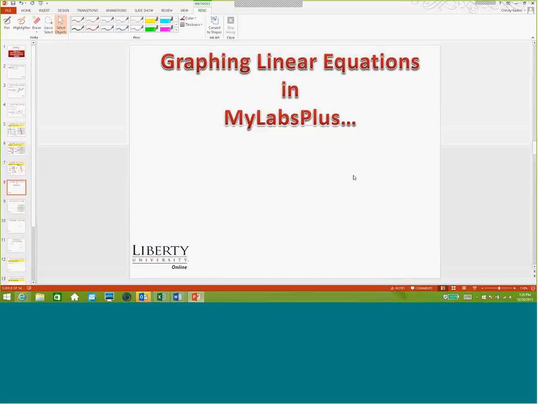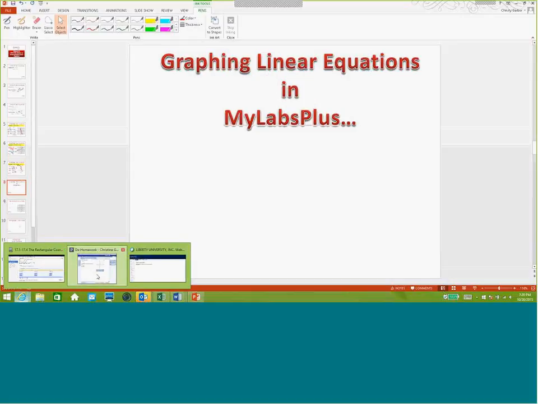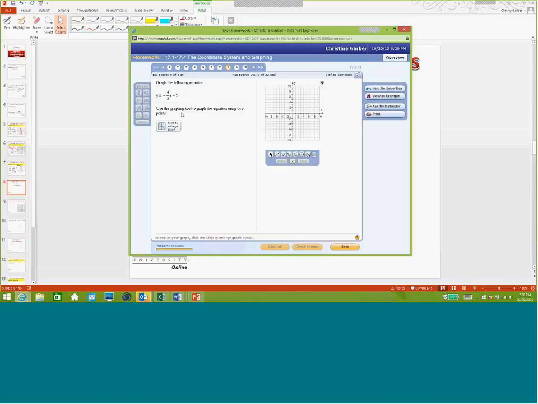Now let's see how we graph a line in Labs Plus. Let me pull this up real quick. Okay, let's graph this line right here. This is part of the homework, 17.1, and it's asking us to graph the line y equals negative 4/3 x minus 5. So the slope is negative 4/3, and my y-intercept is at minus 5 on the y-axis. Here's the graph they've given us.